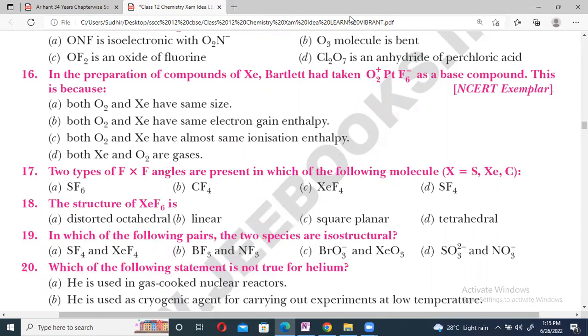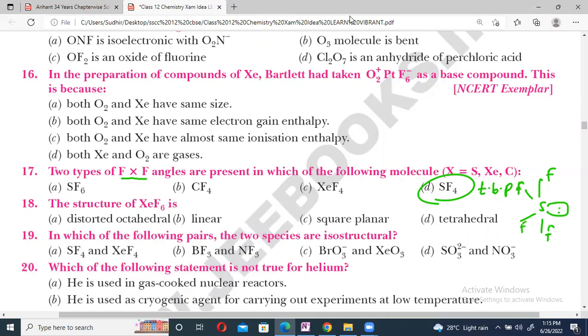But two types of FF angles are present in which of the following molecules? I'll tell you directly, beta. Here, answer is option D. If you see the structure, it has a trigonal bipyramidal geometry. Trigonal bipyramidal means we are having one lone pair here, two fluorine on the axial and remaining two on the equatorial. The shape looks like a seesaw.